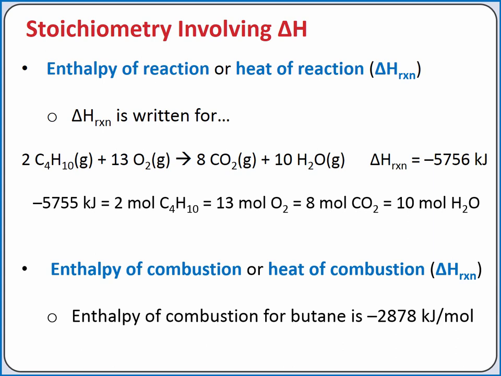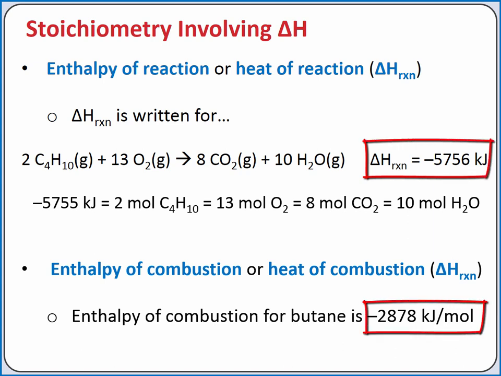For example, an enthalpy of combustion is the enthalpy change for the combustion of a fuel. It is often given in units of kilojoules per mole of the fuel. If we were given the enthalpy of combustion for butane, it might be stated as negative 2,878 kilojoules per mole. Notice that the enthalpy of reaction in our first example is exactly 2 times the enthalpy of combustion of butane, because there are 2 moles of butane in the reaction as written.